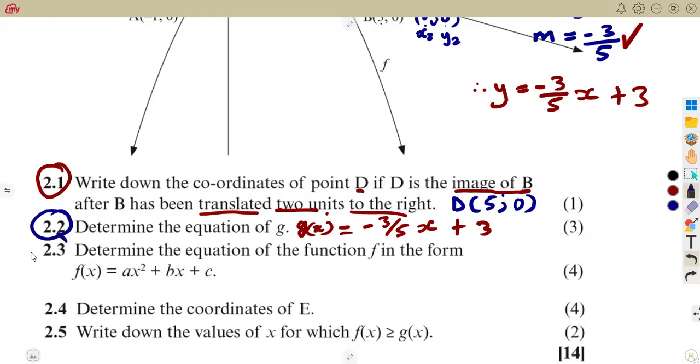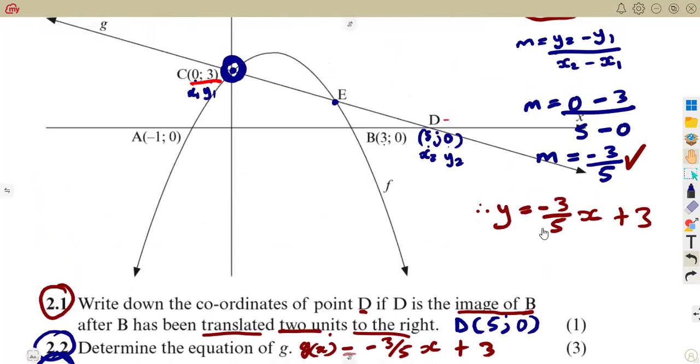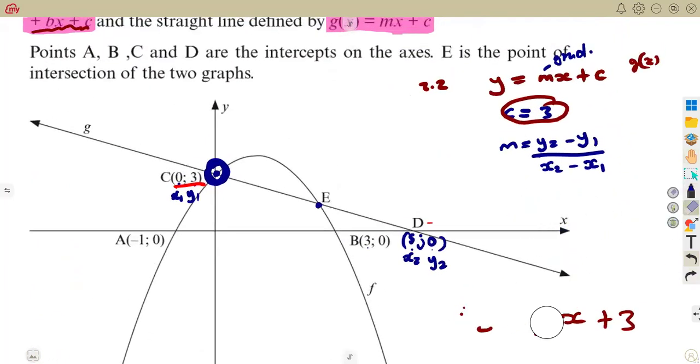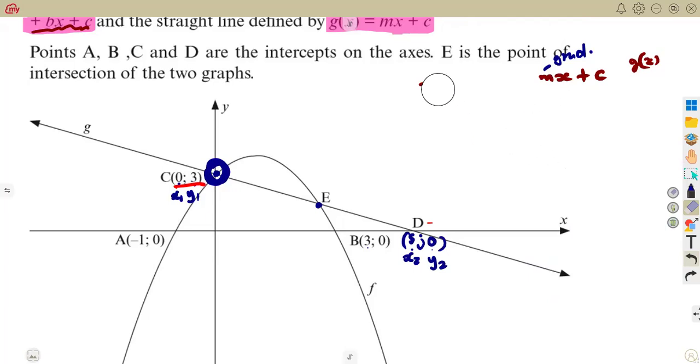So considering another part, 2.3, determine the equation of the function f. Take note, in the form f of x is equal to. Determine the equation. In our previous classes, I referred to this one, determining the equation of a parabola, or determining the equation of a quadratic function, as a separate class. So I just hope you have that understanding, because we're just going to have a revision.